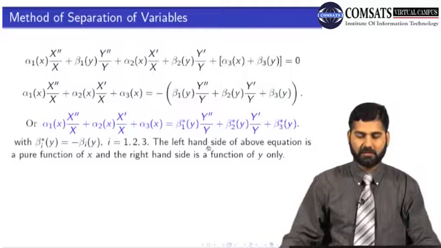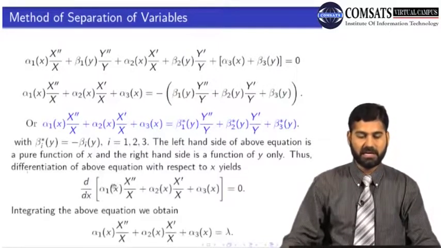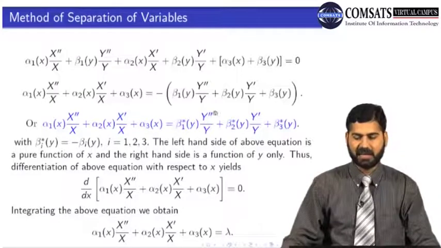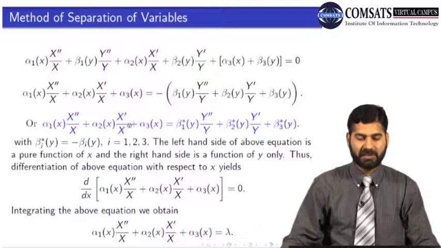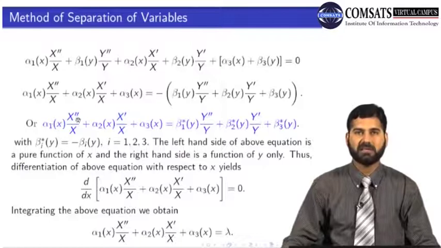The left hand side of the above equation is a pure function of x and the right hand side is a function of y only. Thus differentiation of the above equation with respect to x yields 0. If I differentiate the right hand side with respect to x, it will give me 0. So the derivative of the left hand side is equal to 0. It means the left hand side has to be a constant.